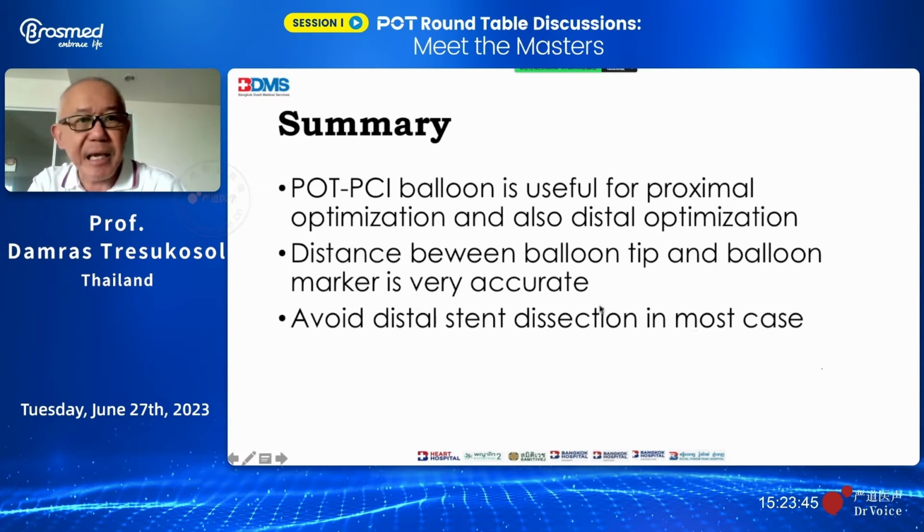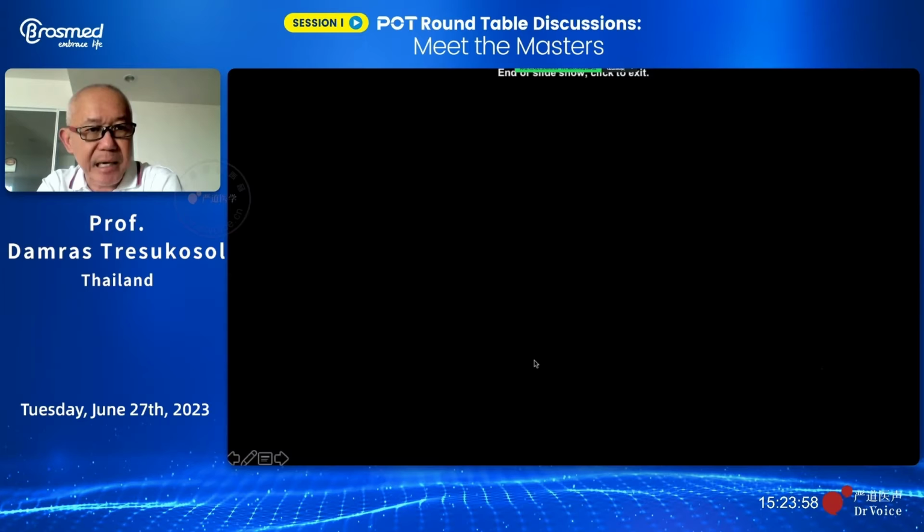So in summary of this case, POT PCI balloon is useful again for proximal optimization and also distal optimization. And the distance between balloon tip and balloon marker is very accurate and avoids distal stent dissection in most cases. Thank you very much for my presentation.